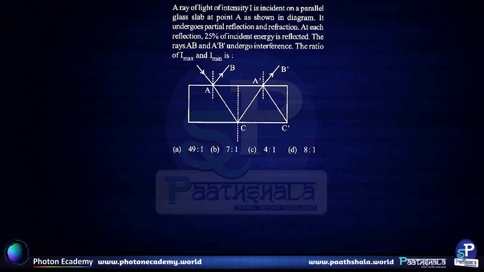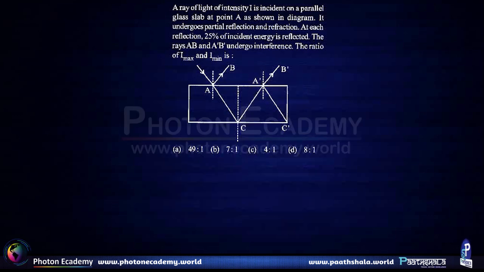A ray of light of intensity I is incident on a parallel glass slab at a point A as shown in the diagram. It undergoes partial reflection and refraction. At each reflection, 25% of incident energy is reflected. The rays AB and A'B' undergo interference. The ratio of I max and I min is to be calculated.